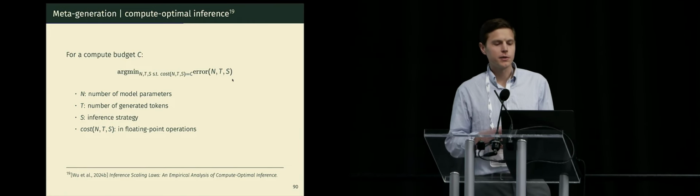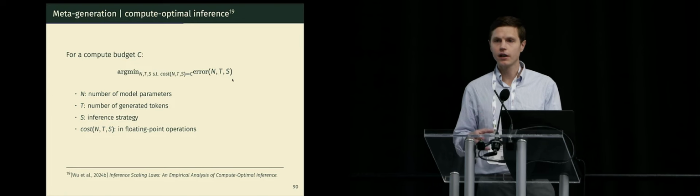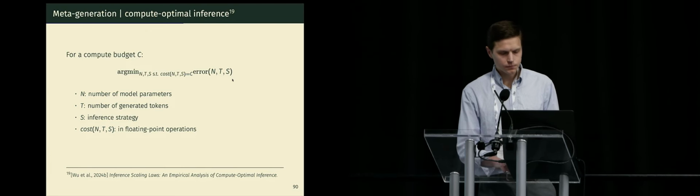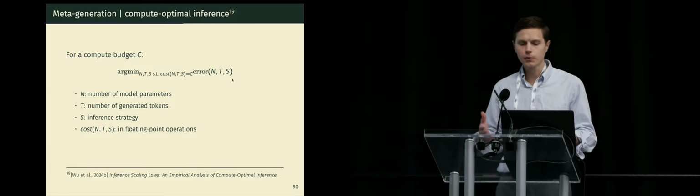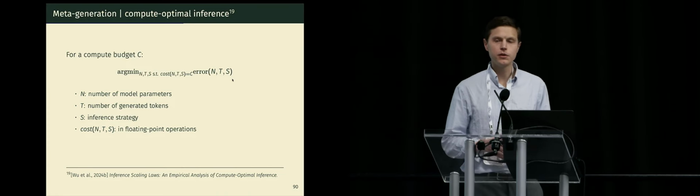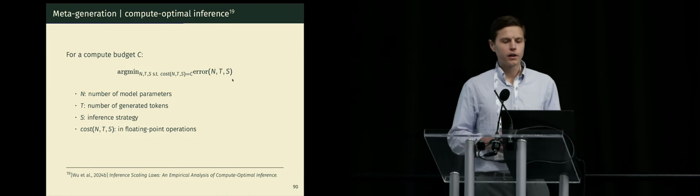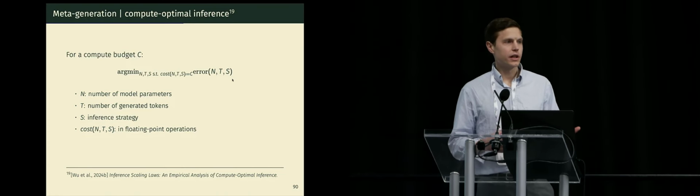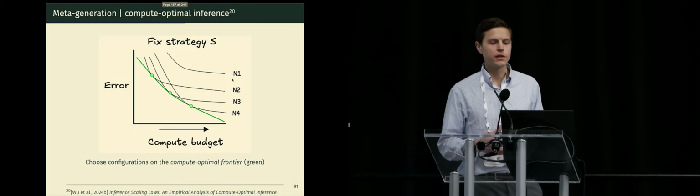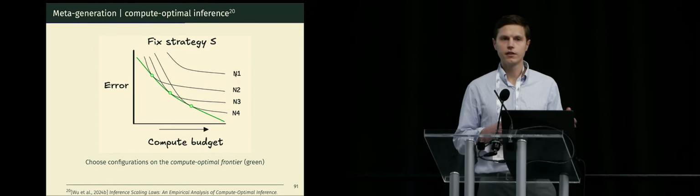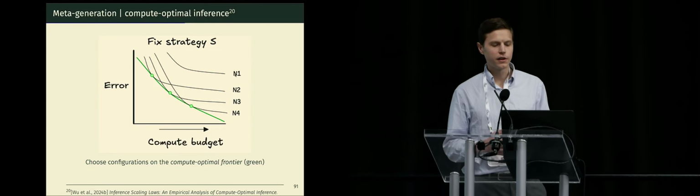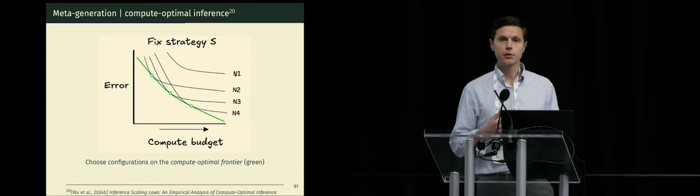You can think about the cost being dependent on the size of the model you have, as well as the number of generated tokens that you're doing to get an output. And so you can formalize this as the problem of compute optimal inference, where you have some compute budget, and you want to choose the configuration, so the number of model parameters, the number of generated tokens, and the inference strategy that gives you the best performance, so the lowest error, subject to your compute budget.